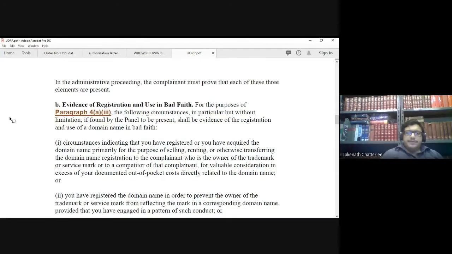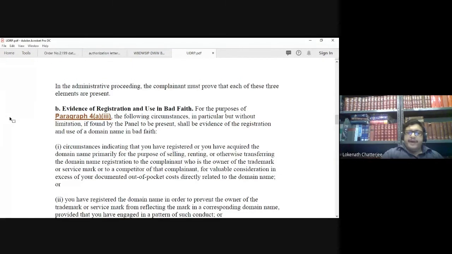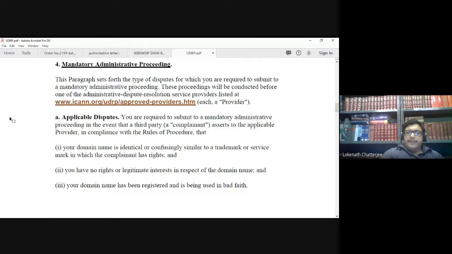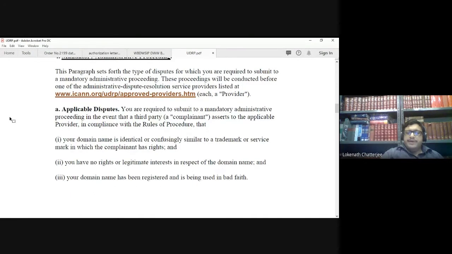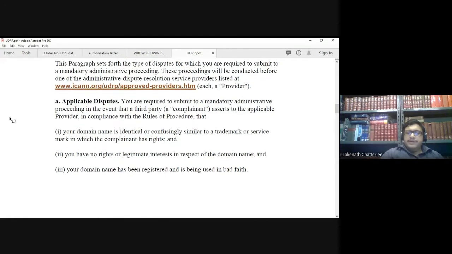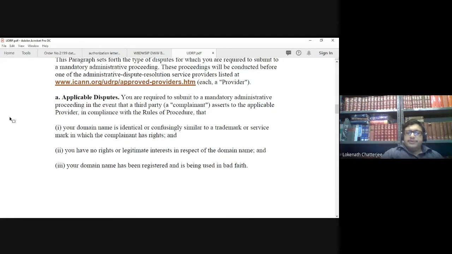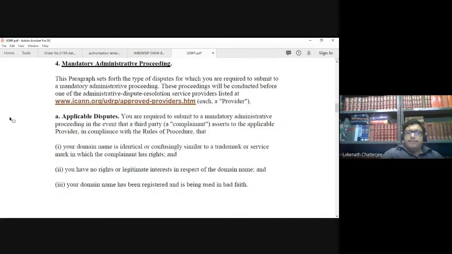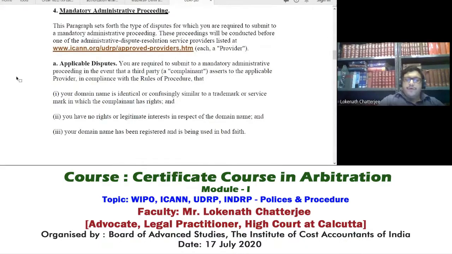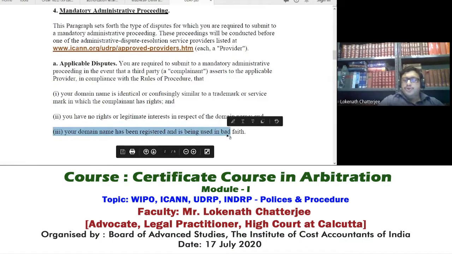Now let's move on to paragraph 4b. This is very important. I have A and B. These are quite important. Now in 4a, this B talks of evidence of registration and use in bad faith. Now if you look at A, clause 1 talks of domain name is identical or confusingly similar to a trademark or service, clause 3 talks of domain name has been registered and is being used in bad faith. So now here 4b defines what is 4a3, which is essentially this portion is what 4b defines.